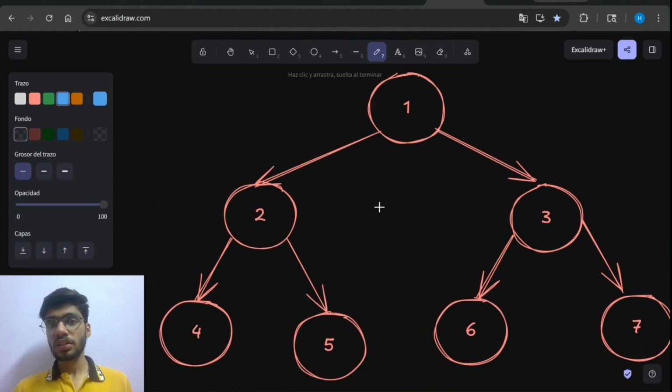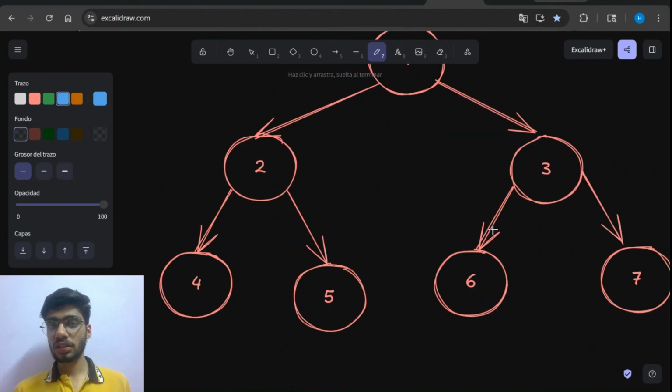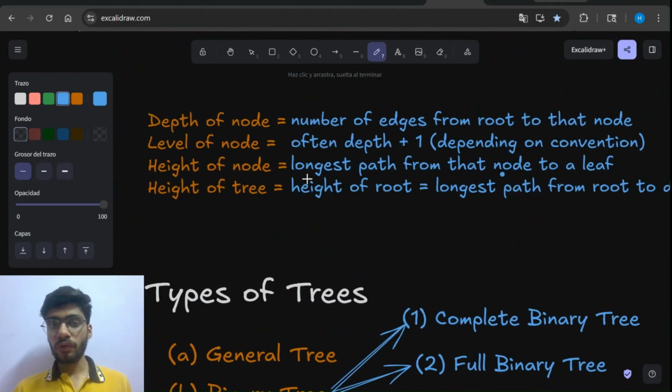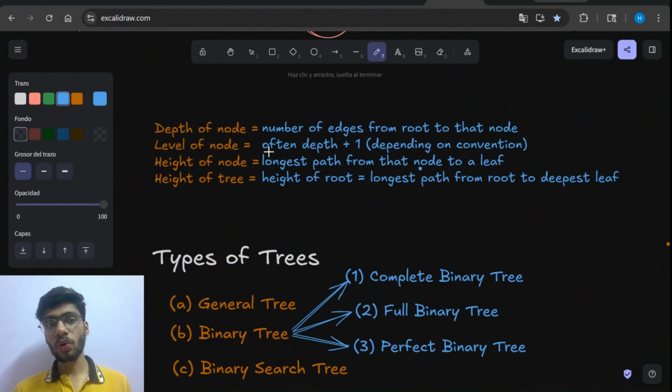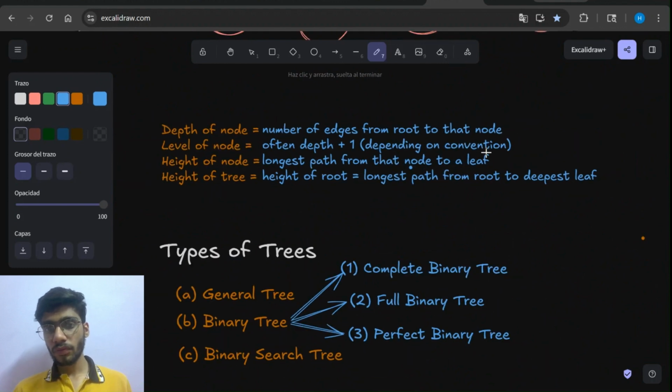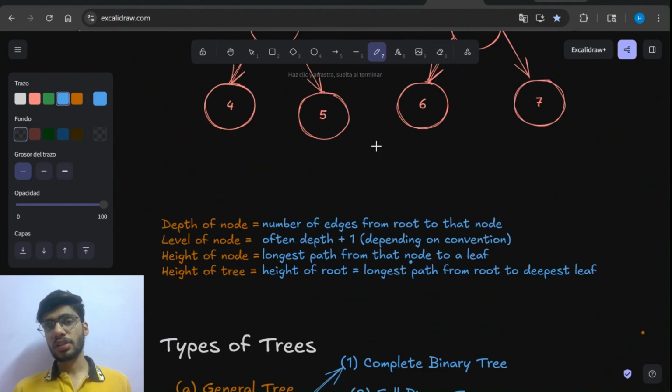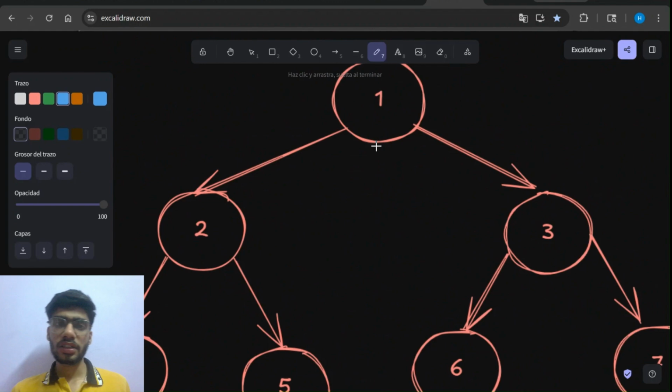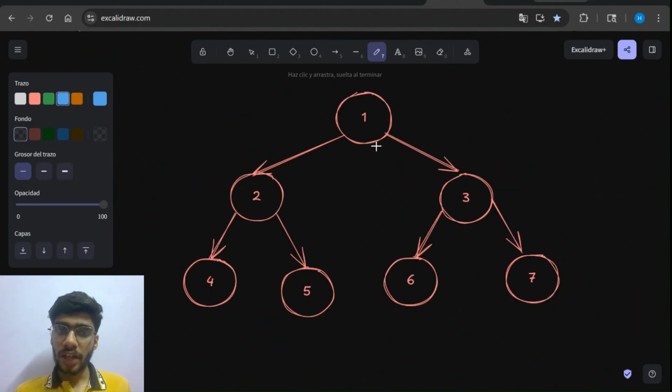Okay? So that's it. Now we understand what is the level of a node. It is depth plus 1. As we see, the depth of this node is what? Yes, 1, because there is one edge from the root node. So the level of this node is 2.